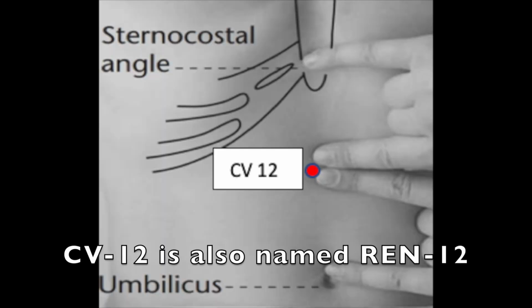Ren 12 is a point between the xiphisternum and the umbilicus and is the influential point for all the hollow organs of the body.